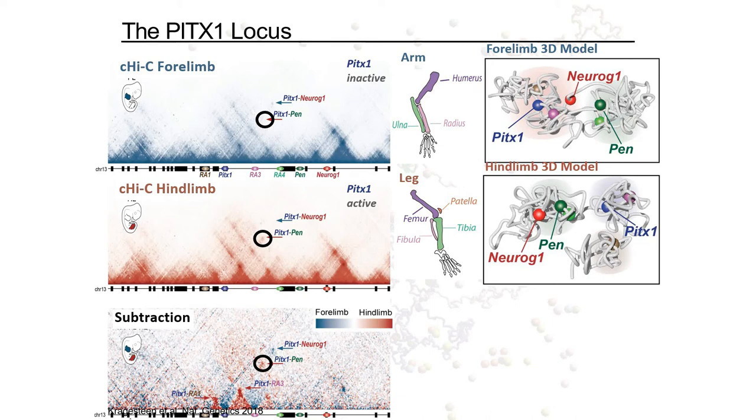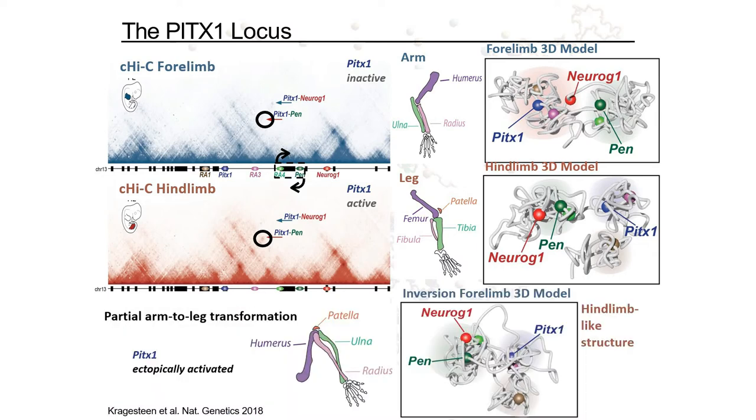And this is also much more evident if you consider this subtraction matrix. Now we applied our algorithm to reconstruct the 3D structure in those two tissues, and what we discovered is that in the forelimb case, you have what we baptized a two-hub architecture. You can see it here. So in the polymer, you can identify two hubs of interaction, where you have PTX1 here, and here you have Pen. So you can see that they are distant in space, compatible with the fact that you don't have the contact in the experiment.